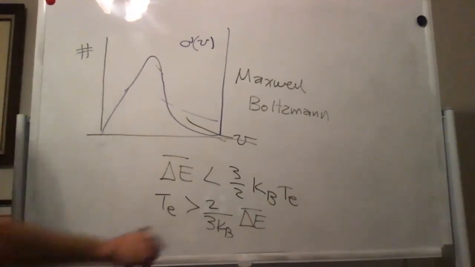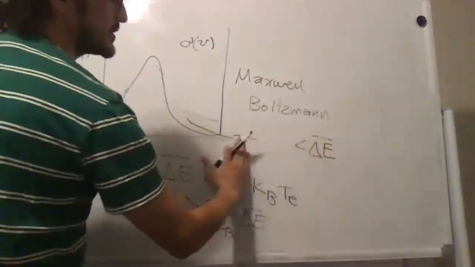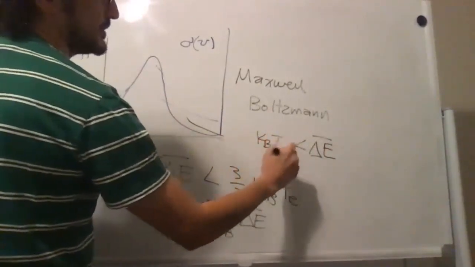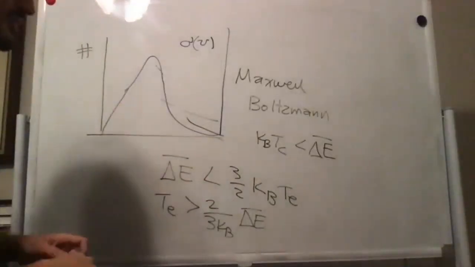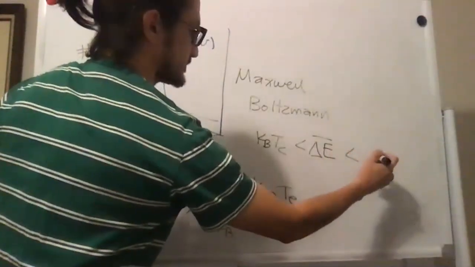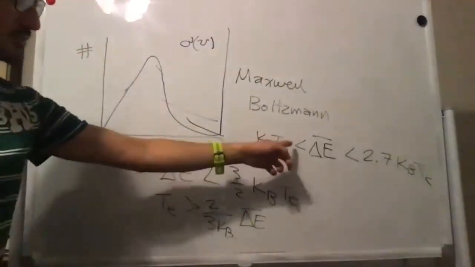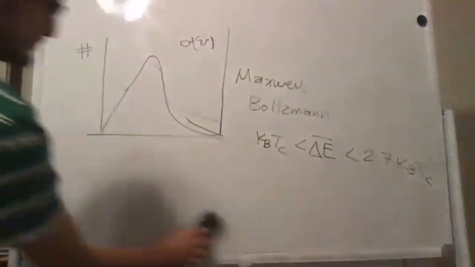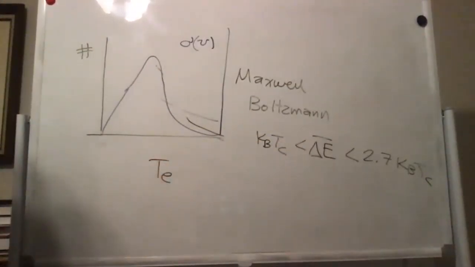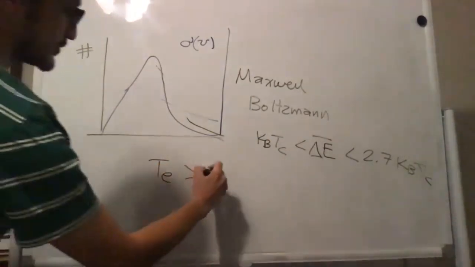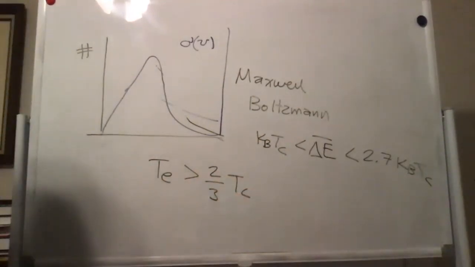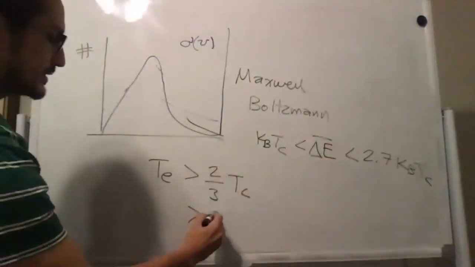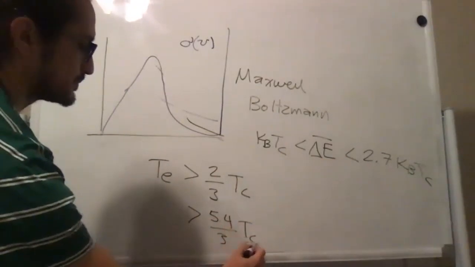We saw that this energy is between k_B T_C, where T_C was the color temperature of the star that is creating this ionization area, and 2.7 k_B T_C. So we can just put this one in here, and we will see that the electronic temperature is greater than 2/3 of the color temperature. Or in the other case, for this one, it would be 5.4/3 T_C.